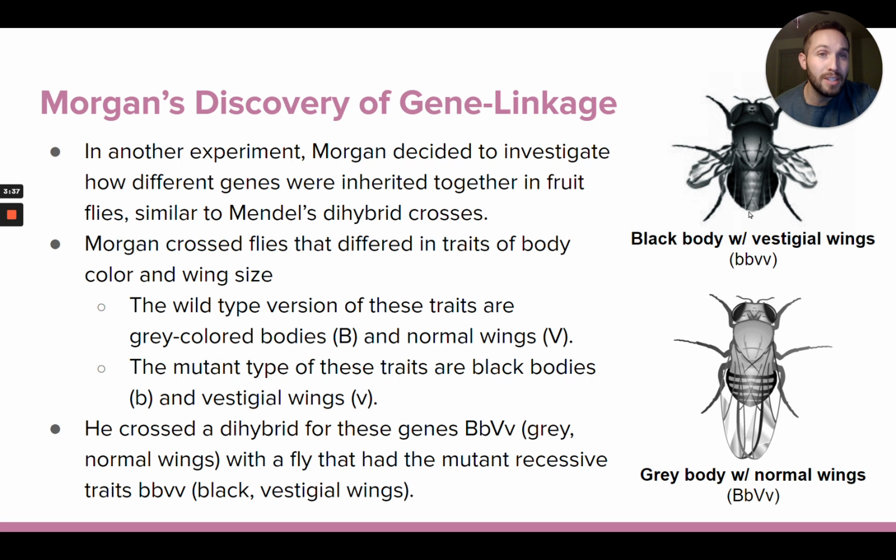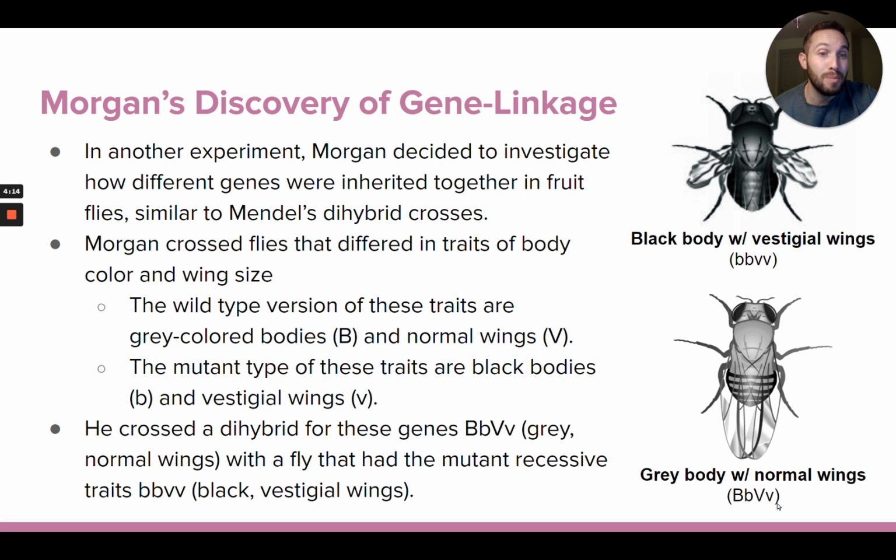And then there's these mutant versions, like a black body. That's a mutant version of body color. And these vestigial wings, that's a mutant version. For these traits, we're going to use the letters B and V to represent them. But they're recessive. So lowercase b stands for black, having a black body. And lowercase v stands for having these vestigial wings. And if you have an uppercase B, that is going to actually stand for having a gray body. So just be careful. Uppercase B is going to represent the normal phenotype, which is gray. And the uppercase V is going to be for normal wings.